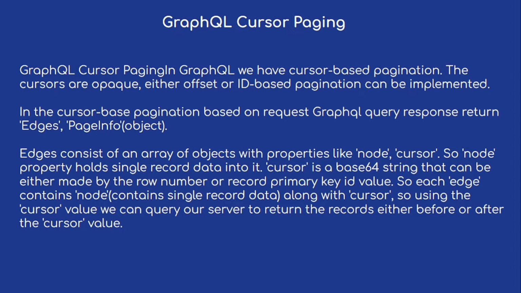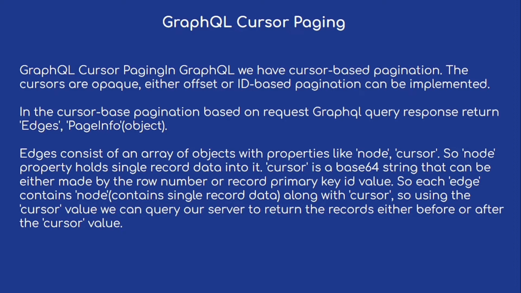In cursor-based pagination, based on the request of the GraphQL query, the response returns edges and page info. Edges consist of an array of objects with properties like node and cursor. Edges contain an array of objects, and each object contains a node and a cursor. The node property holds a single record's data. So node contains nothing but our table data, a single record.